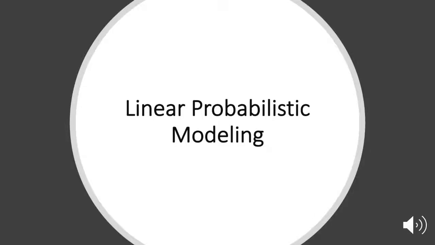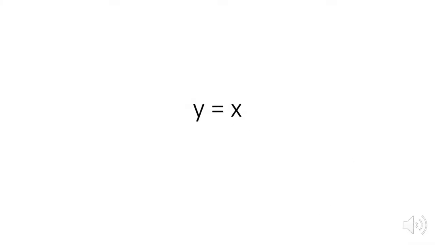Linear probabilistic modeling is a statistical method that uses a linear function to plot a regression line from a set of data. We then use that function to evaluate current values and predict future values along the line.